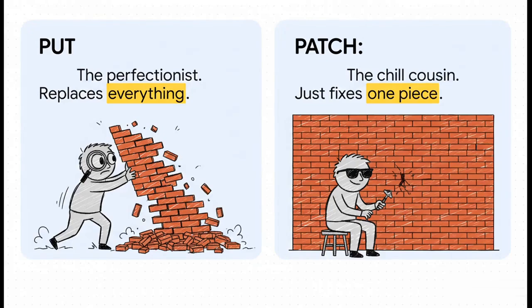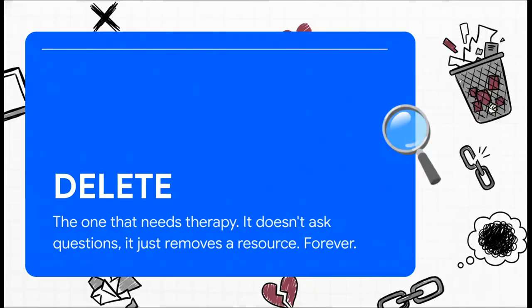Okay, so this is where a lot of people get tripped up. But seeing them side by side like this makes it crystal clear. On one side, you've got PUT, the perfectionist, who demands a complete rewrite. And on the other, you have PATCH, the chill cousin, who just points out the one little thing that needs a quick fix.